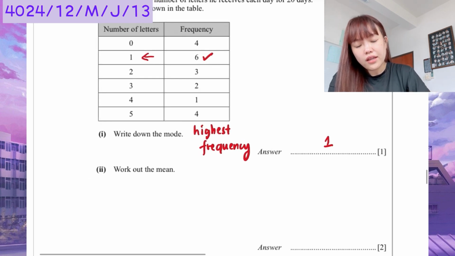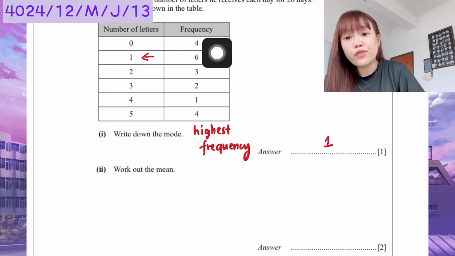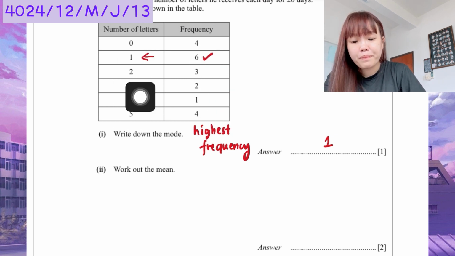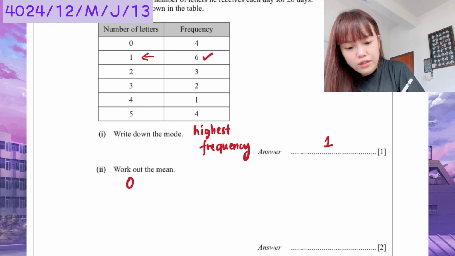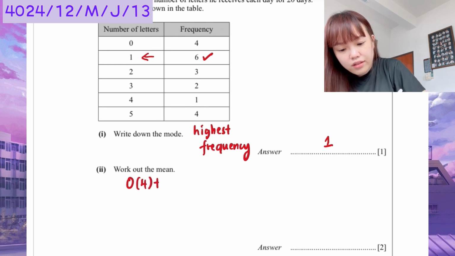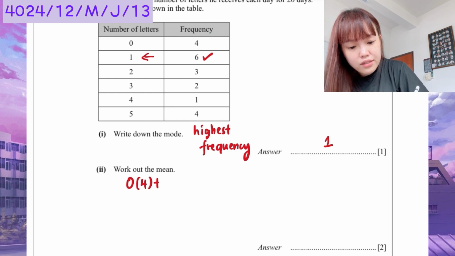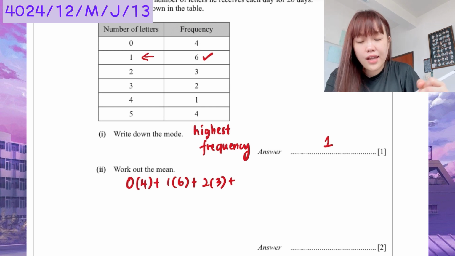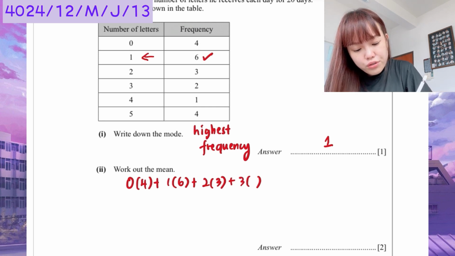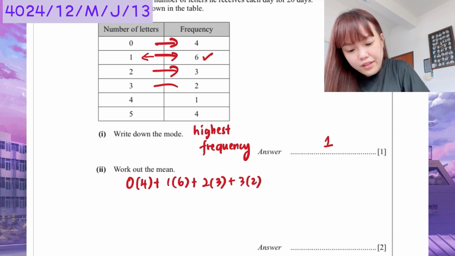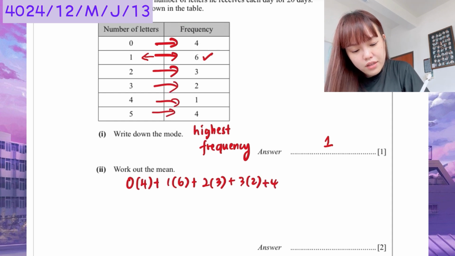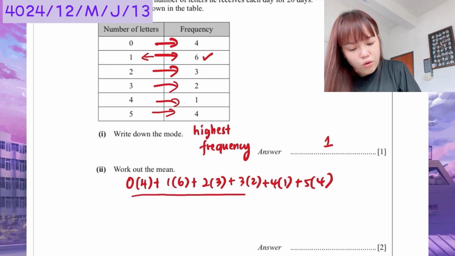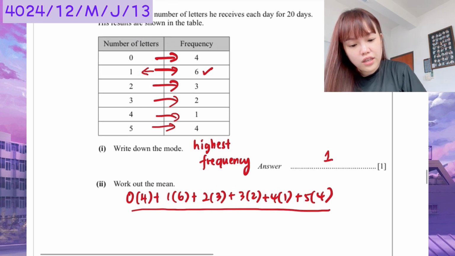Work out the mean. So the mean here is the number of letters times frequency, and sum it up. Total of this: 0 times 4 plus 1 times 6 plus 2 times 3. I write brackets as times. And then 3 times 2. Basically I times like that. Plus 4 times 1 plus 5 times 4. And then all over total.